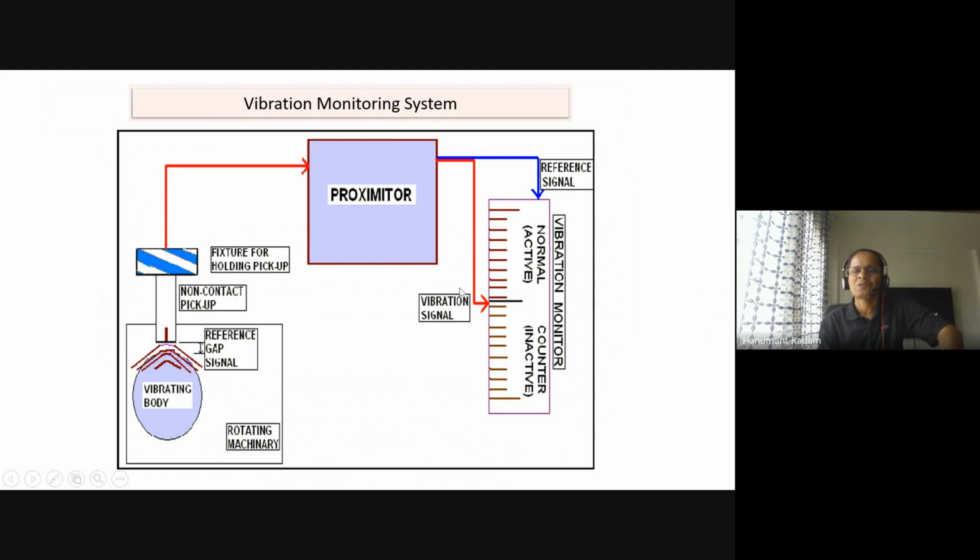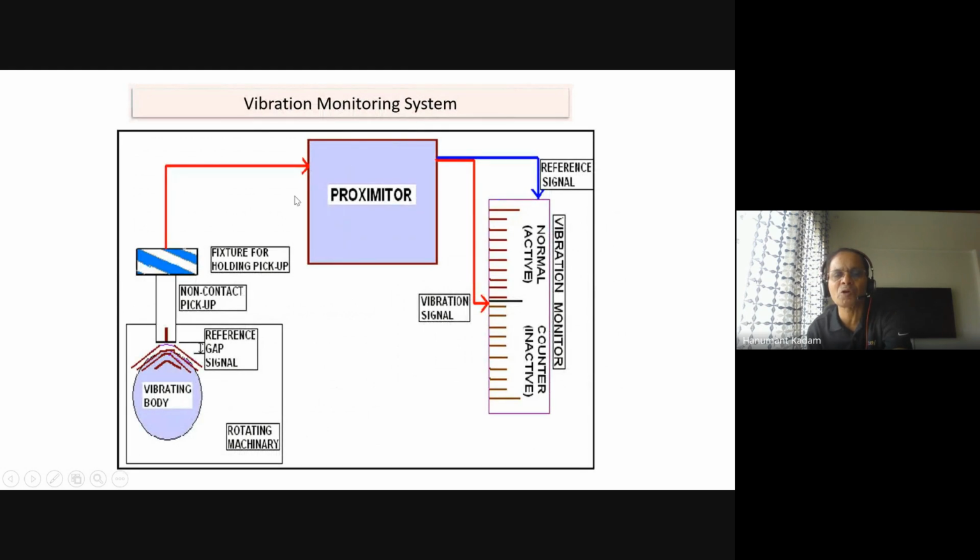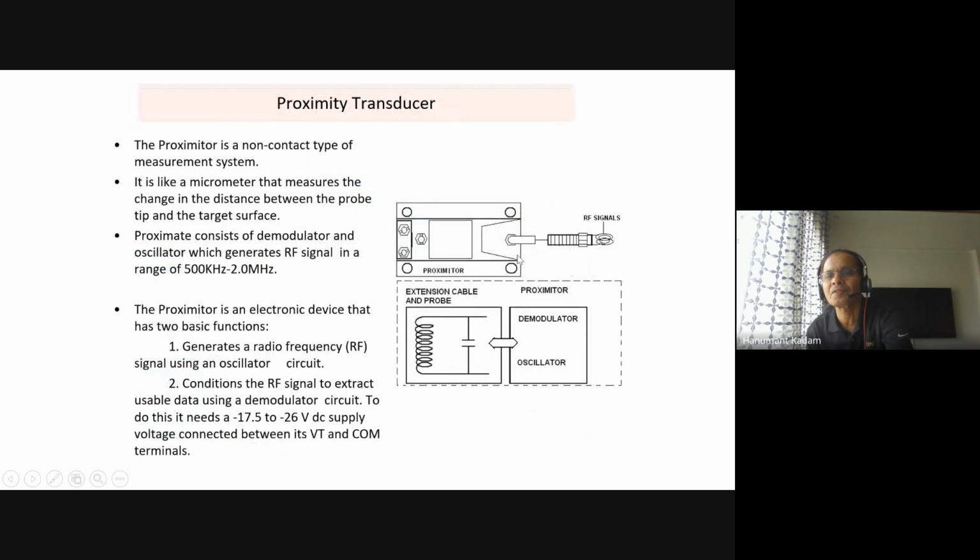And I told you that the vibration signal is coming here, with the normal active range and counter inactive range, and the proximity transducer we discussed. In that you see the demodulator and oscillator and their functions are mentioned here. See, this is the proximeter, and this is the probe side. So the proximeter consists of a demodulator and oscillator which generates the RF signal. So the RF signal is generated here.